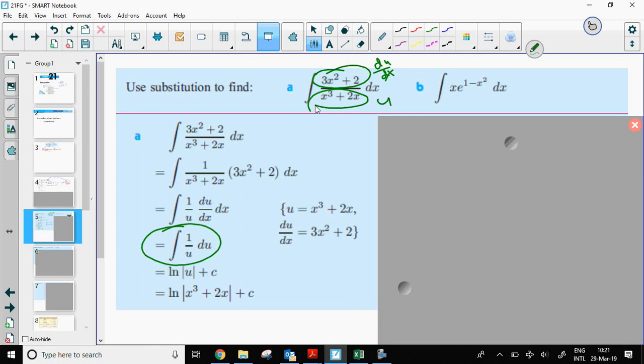Anyway, from there it's pretty straightforward. Again, we know the integral of 1 over u du should be ln of the absolute value of u plus c, and then we substitute the u back for the x's.